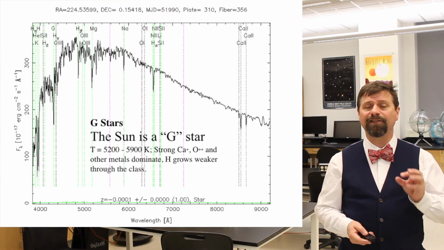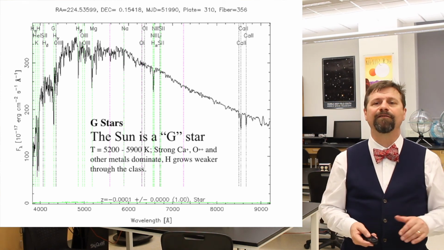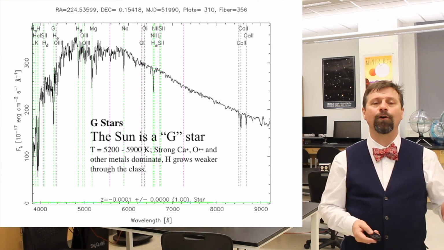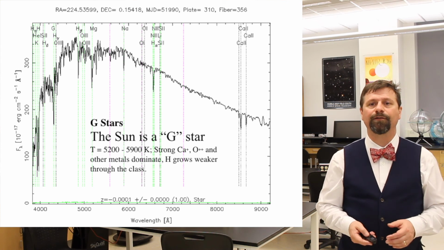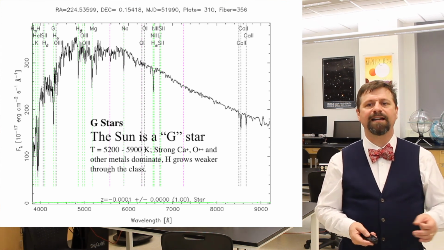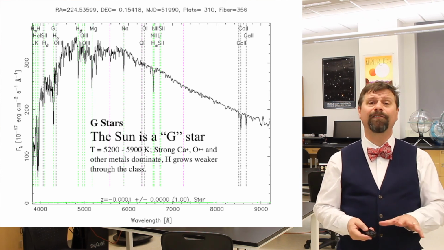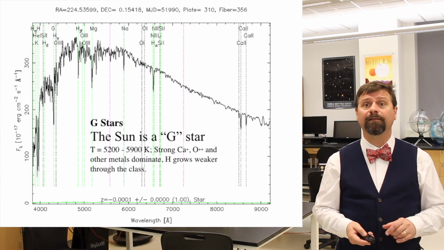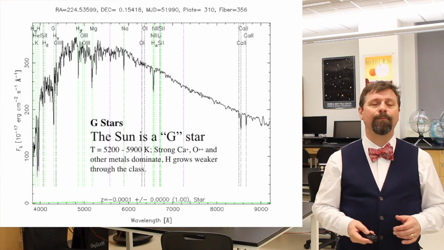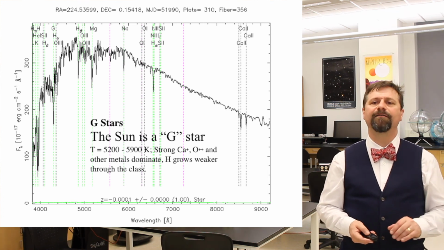The peak of the curve is now firmly in the visible range at approximately 5,500 angstroms. And there are strong absorption features due to hydrogen and calcium. Well, not so much hydrogen anymore, but we have singly ionized calcium, and then some other metals start to dominate. Metals here being anything other than hydrogen or helium. But what's mostly important is that the peak is in the middle of the visible spectrum.